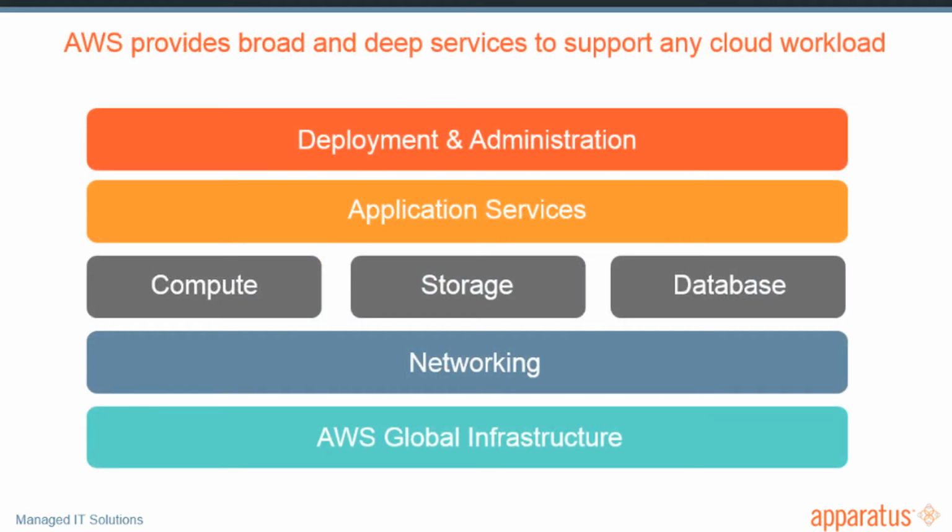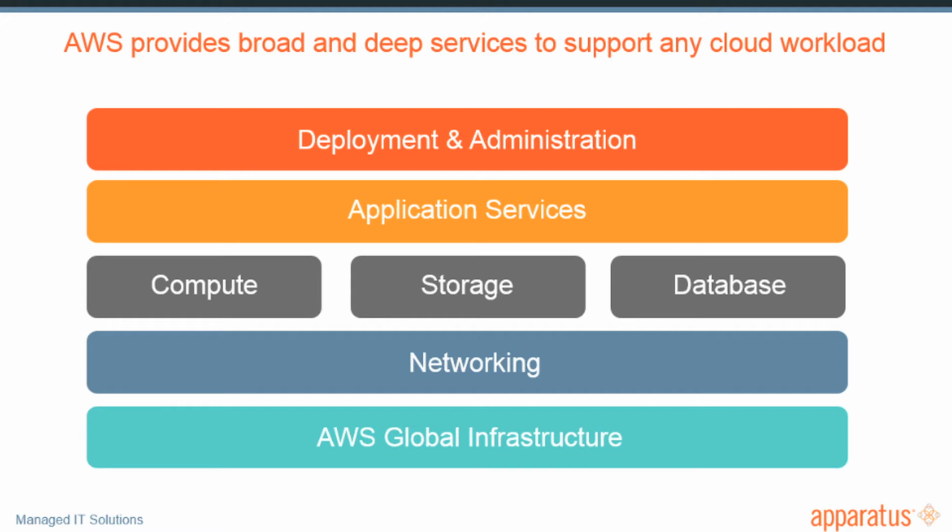Next is the application services. So if you're running a web application or a custom application, AWS provides things like queuing services, email services, notification services that are all exposed through their API that are really simple for you to customize your code to integrate with, so that you can take advantage of those instead of having to manage an application as part of your infrastructure.